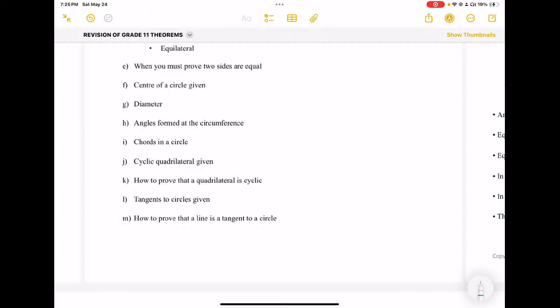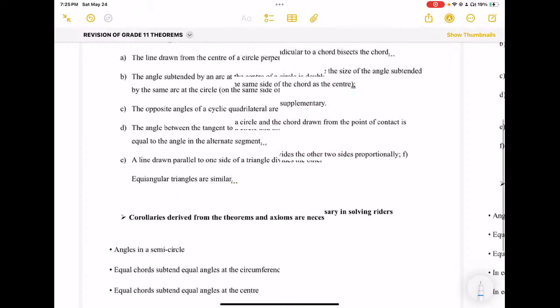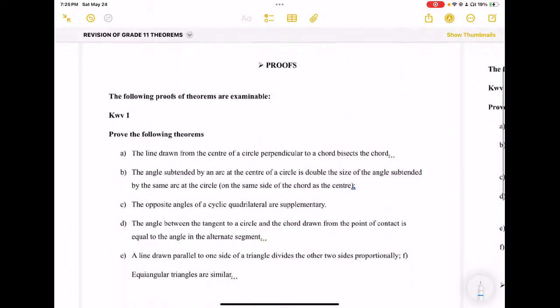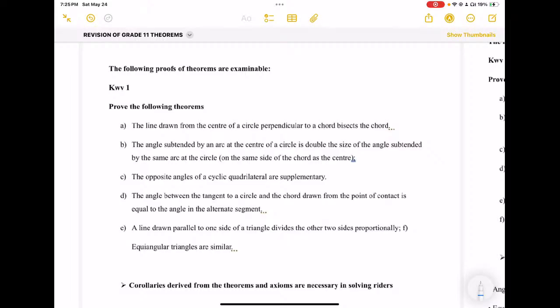How to prove that a line is a tangent of a circle, right? Those are the things that we all have to understand. So let's go to proofs, and with proofs, these are the things that they will ask us to prove. They will ask you to prove that the line drawn from the center is perpendicular to the chord. Okay, there are all the proofs that I've shown you.